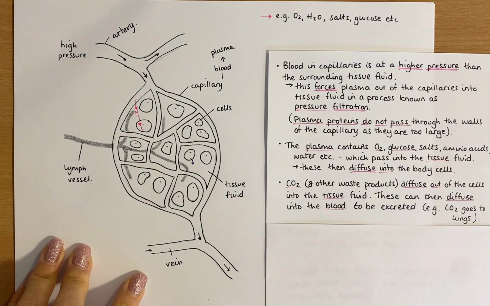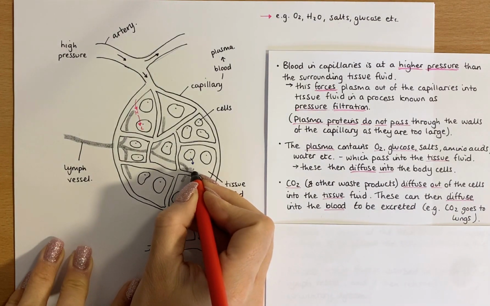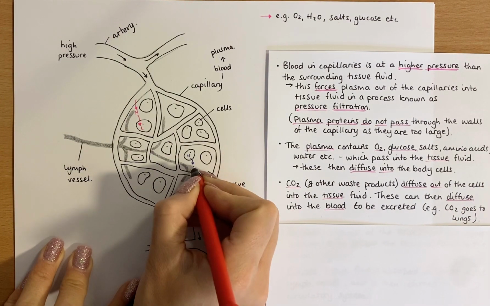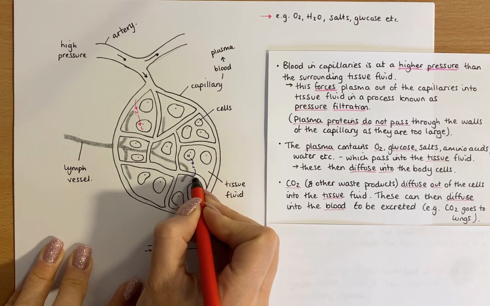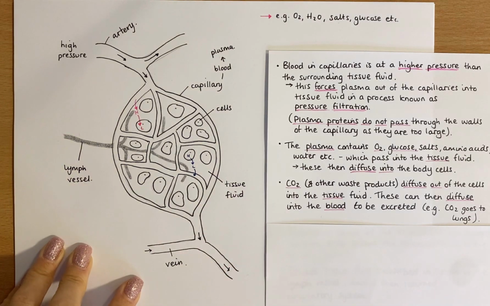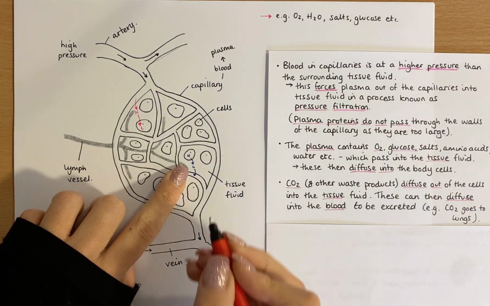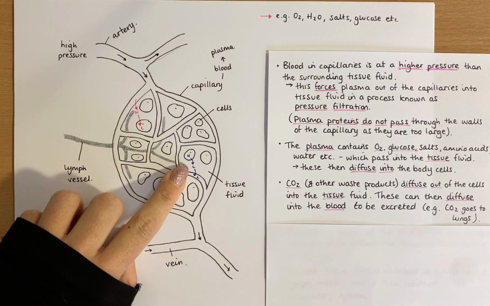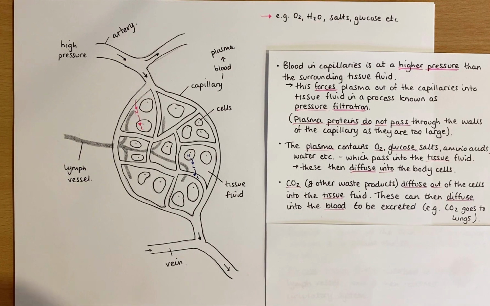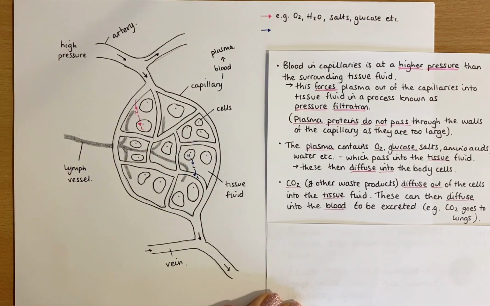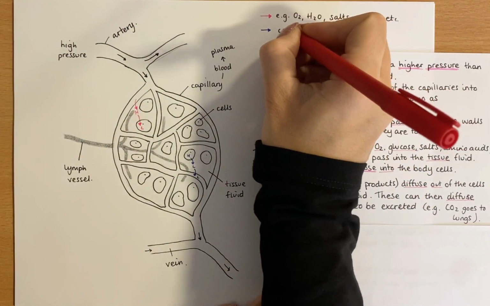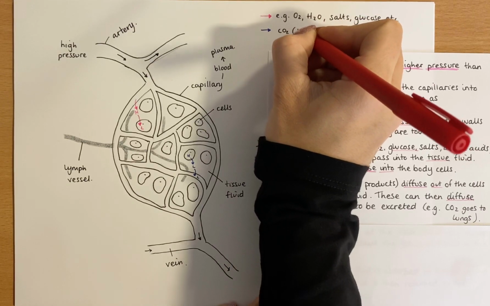Now, once that happens and it's in the tissue fluid, those substances, like carbon dioxide, will then move from that tissue fluid into the blood, because that tissue fluid still has a higher concentration than the blood has, so it'll move in from there. Okay, so again, as a key, those blue ones would be CO2 and waste as well.